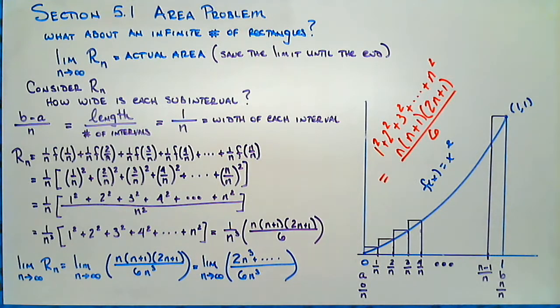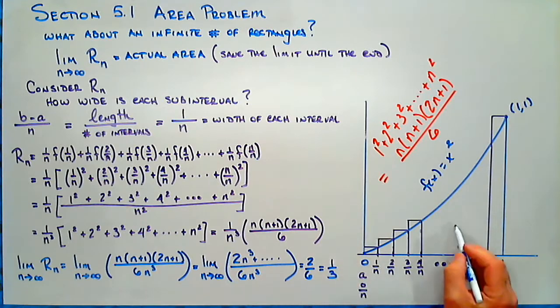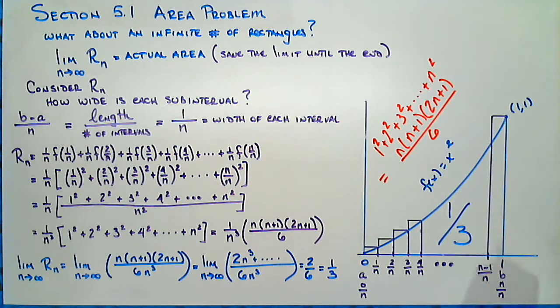And we know that if this is a rational function, and the degree of the numerator equals the degree of the denominator, as the limit goes to infinity, the answer is the ratio of the leading coefficients. That is how you evaluate this limit. We divide by the highest power of n in the denominator, n cubed. We divide everybody by n cubed. We end up with 2 over 6, and that gives us our actual area. Our actual area of this is 1/3. 1/3 is the actual area.